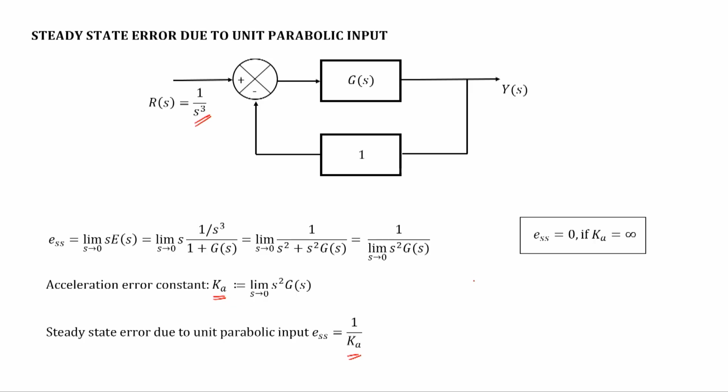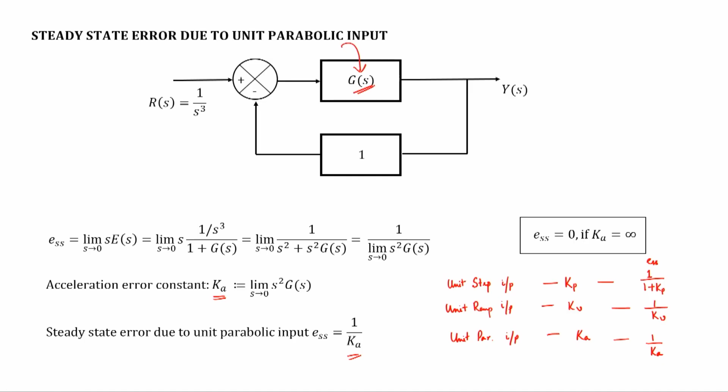So, we have got 3 cases. For unit step input, the specification is Kp and the steady state error is 1 by 1 plus Kp. For unit ramp input, the specification is Kv and the steady state error is 1 by Kv, and for unit parabolic input, the specification is the acceleration error constant and the steady state error is 1 by Ka. Now, we will link it up with the type of systems that can be available here.